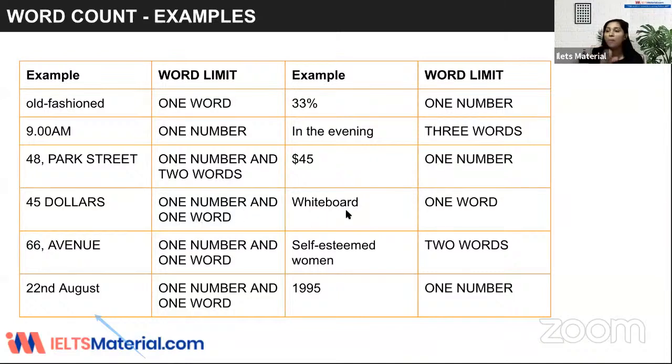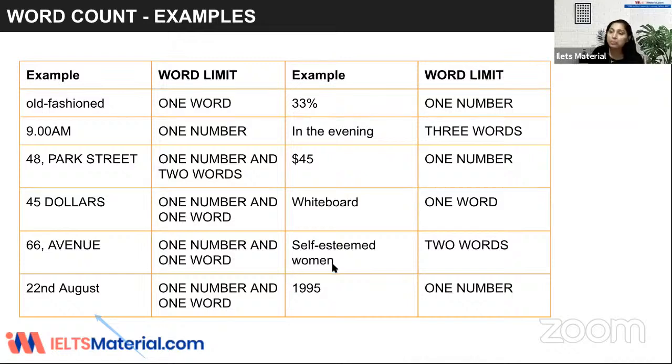Whiteboard is actually a compound noun. We did this exercise when we did the task on the first day. We also discussed compound nouns. You can take many examples of compound nouns like whiteboard, softboard, blackboard, timetable, skyscraper, grasshopper. So these are all called compound nouns, where you have 2 nouns together as 1. So this is considered as 1 word. And then the other one is 66th Avenue. So this is 1 number and a word.